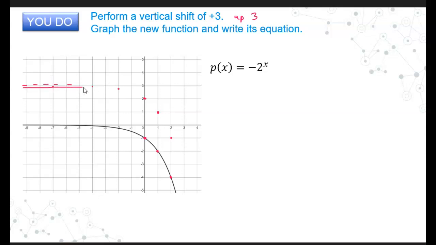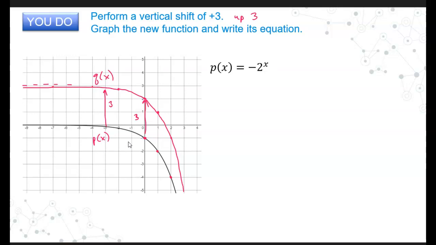So then we just draw this curve. Something like this. This curve has been moved up 3. Each point goes up 3 units. This one went up 3 units. So there is the graph of our new equation. Our original one was called P of x. Maybe we'd call this new one Q of x.